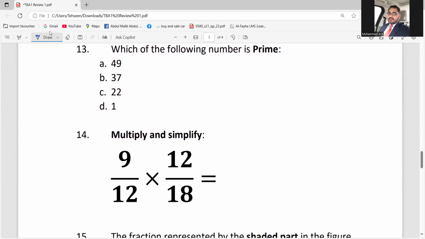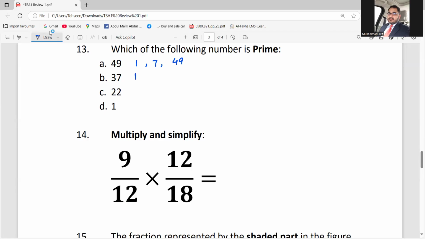Now question number 13. Which of the following numbers is prime? A number that has exactly 2 factors is prime. And if the number has more than 2 factors, it is composite. Okay. Here for 49, we can check the factors of 49. 1 multiplied by 49 is 49, and 7 multiplied by 7 is also 49. 1, 7, 49. These are 3 factors for 49.